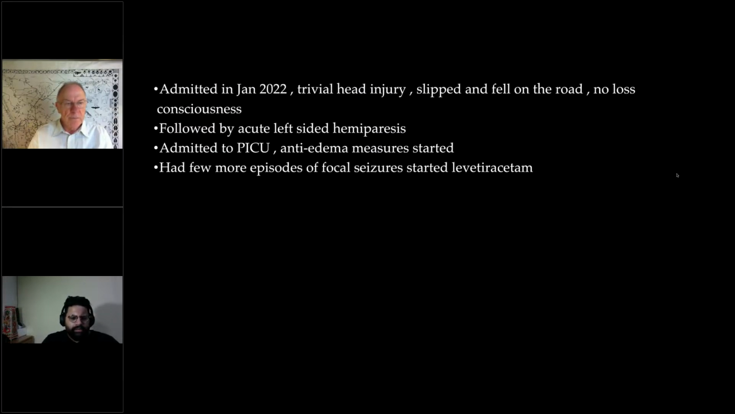Child was admitted in January following a trivial head injury. There was no loss of consciousness. This was followed by an acute left-sided hemiparesis and the child was admitted to the ICU with anti-edema measures. Child had further seizures and was started on levetiracetam.